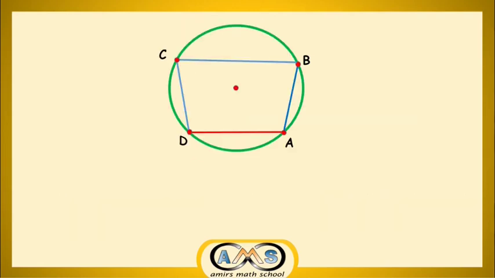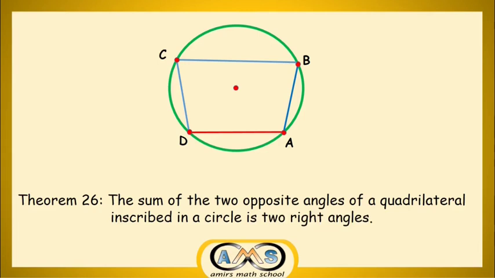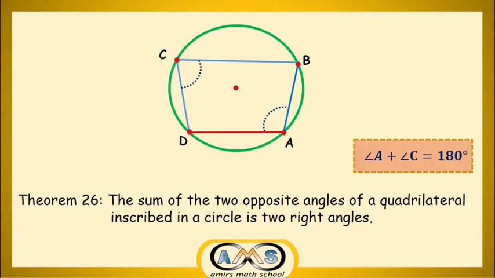Now ABCD is a quadrilateral inscribed in a circle. Now theorem number 26. The sum of two opposite angles of a quadrilateral inscribed in a circle is two right angles. That is, if we take this angle A and this angle C, the sum of these two angles will be 180 degrees, or we can say this angle A and C will be supplementary. Similarly, the sum of angle B and angle D will be 180 degrees.